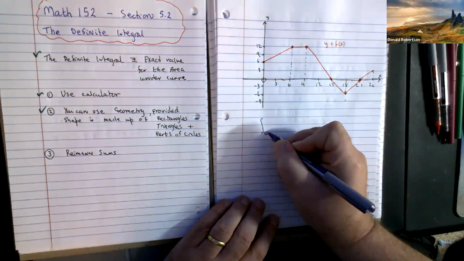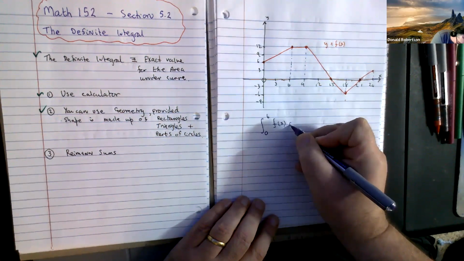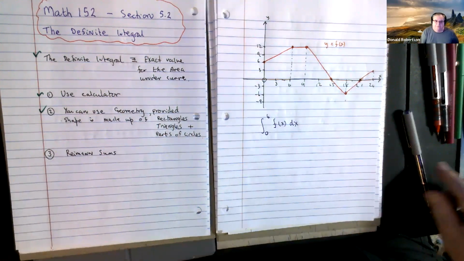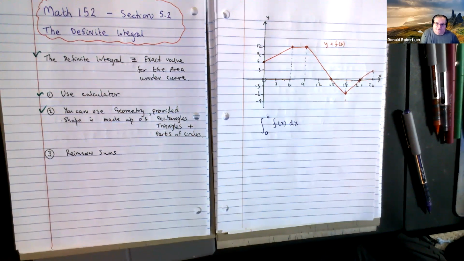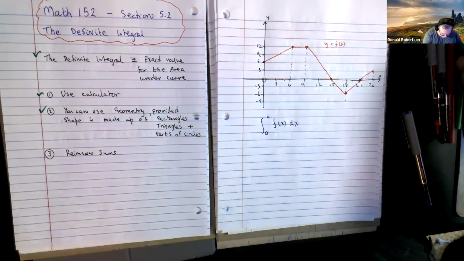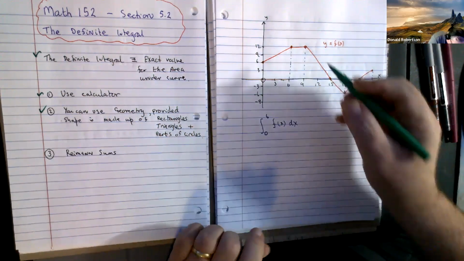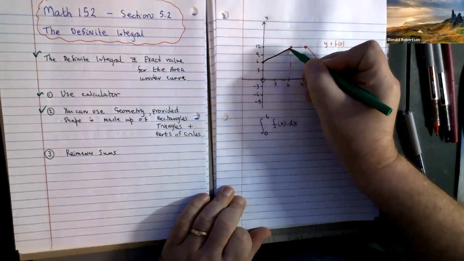Suppose you're going to get the integral from 0 to 6 of this function. Since this function is basically just made up of straight lines of various kinds, I should be able to find its area. So, starting at 0, finishing at 6, it's essentially this piece, right?